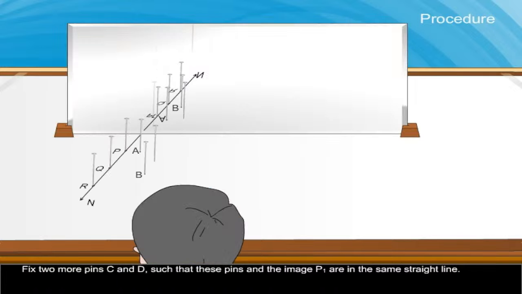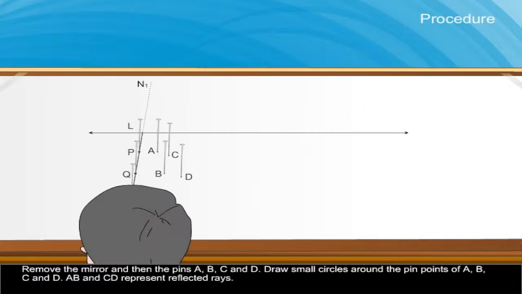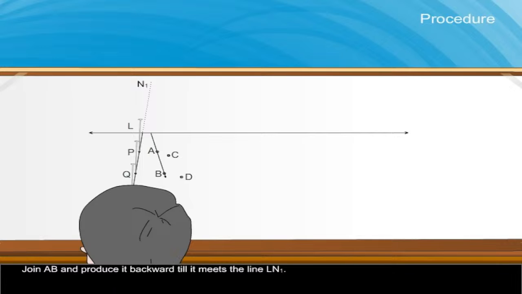Fix 2 more pins C and D such that these pins and the image P1 are in the same straight line. Remove the mirror and then the pins A, B, C and D. Draw small circles around the pinpoints of A, B, C and D. A, B and C, D represent reflected rays. Join A, B and produce it backward till it meets the line LN1. Join C, D and produce it backward till it joins line LN1.